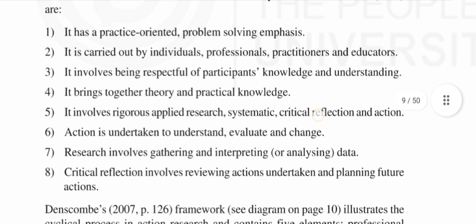Some characteristics of action research as stated by Patrick J.M. Castillo 2011 are: it has a practice-oriented problem-solving emphasis. It is carried out by individuals, professionals, practitioners, and educators. It involves being respectful of participants' knowledge and understanding. It brings together theory and practical knowledge. It involves rigorous applied research, systematic critical reflection, and action. Action is undertaken to understand, evaluate, and change. Research involves gathering and interpreting or analyzing data. Critical reflection involves reviewing actions undertaken and planning future actions.